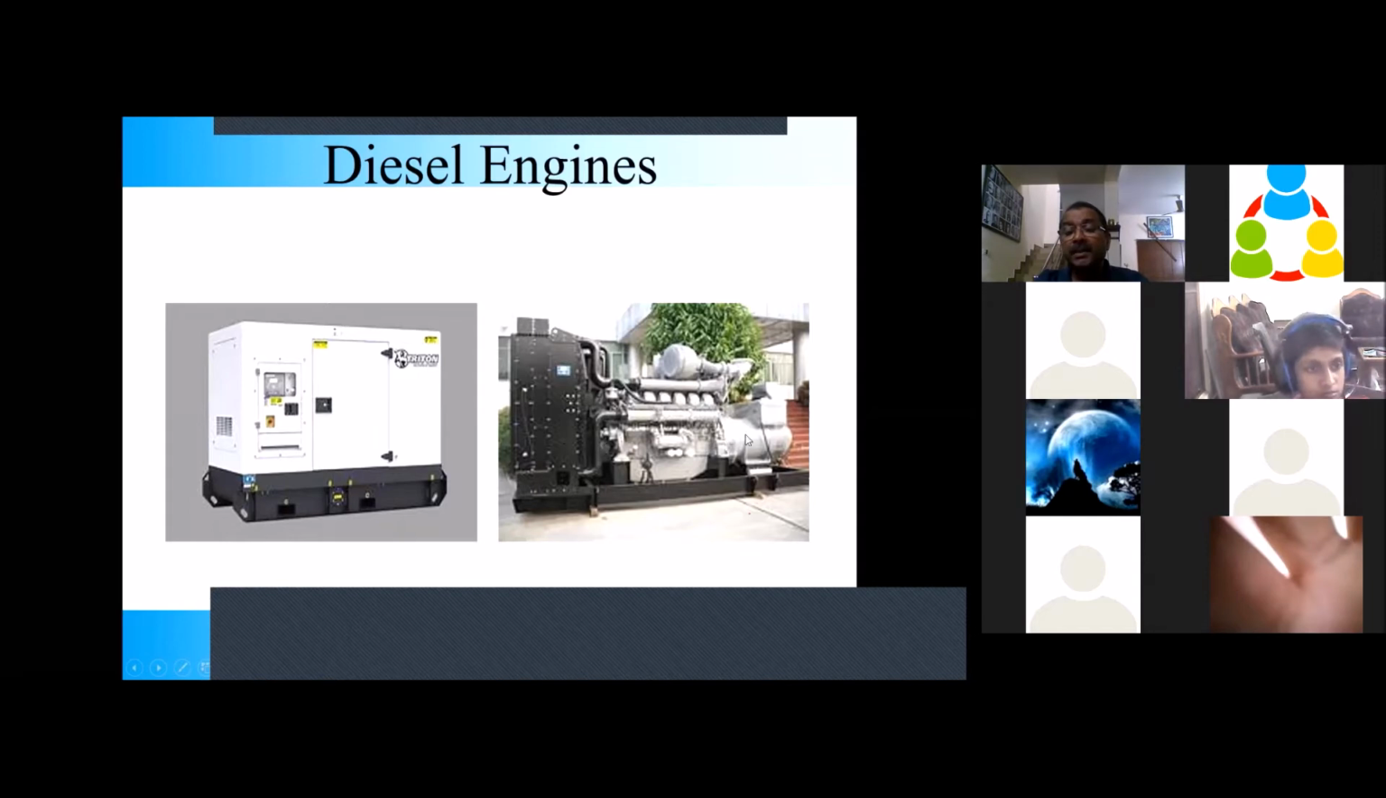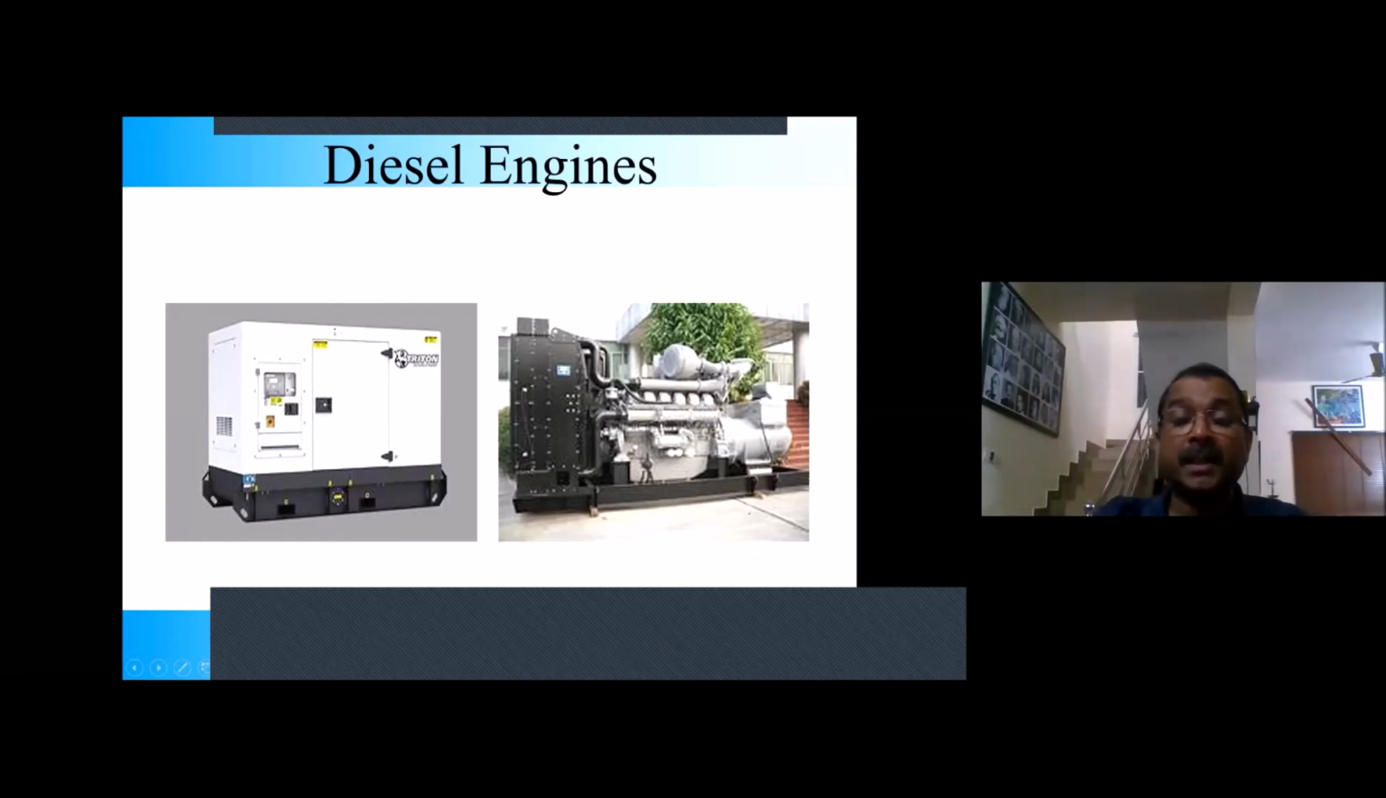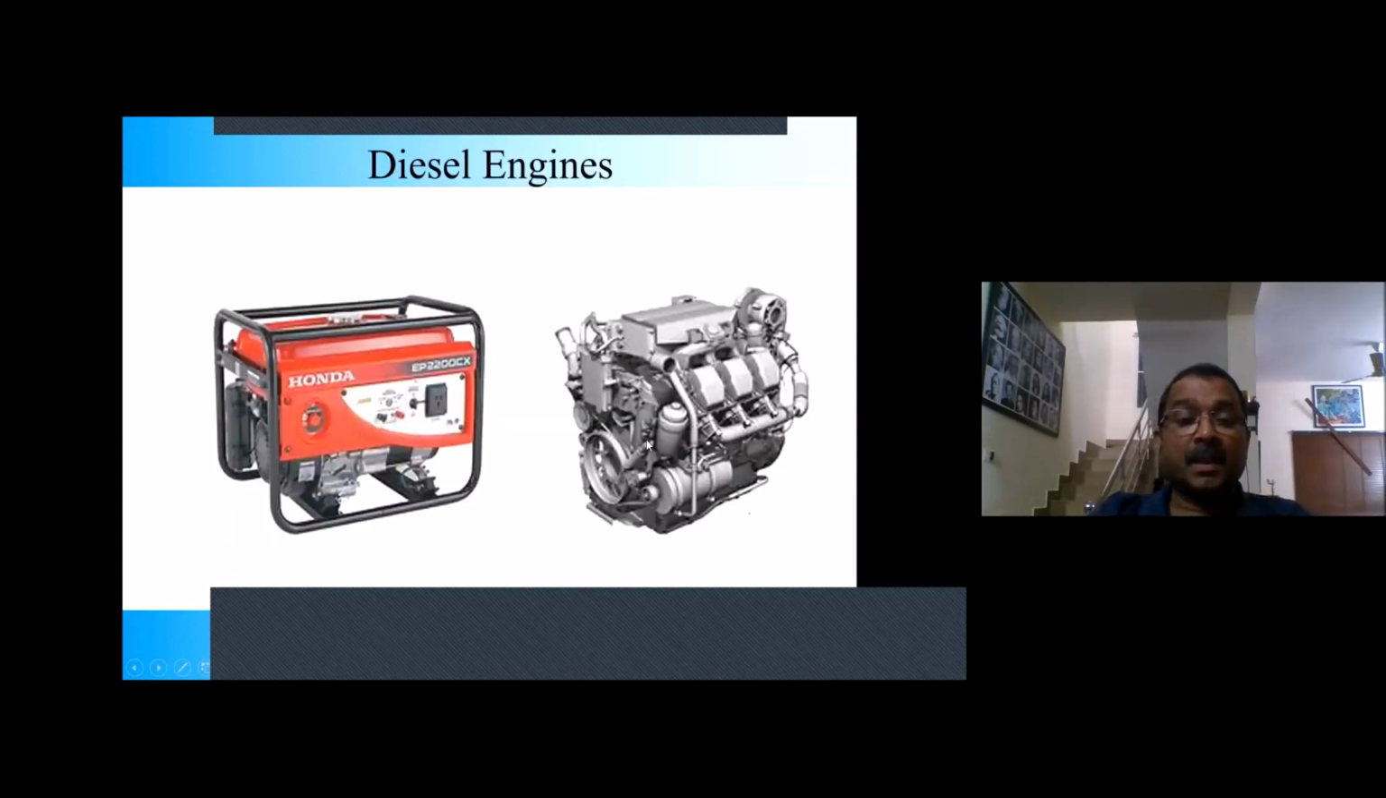At one end, it's a diesel genset. At one end, you will have an electrical generator coupled to this diesel engine. When the diesel engine is operating, this genset will produce electrical energy. This is again a diesel genset, a Honda make, a small compact diesel genset. Again, it's a diesel engine and electrical generator combination.